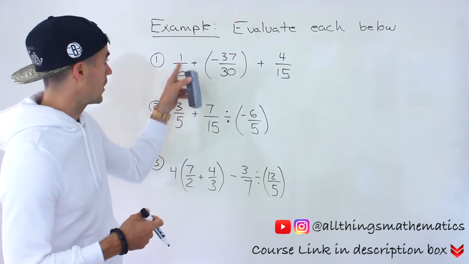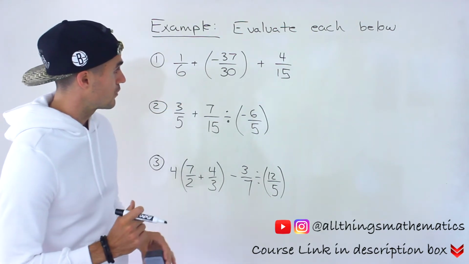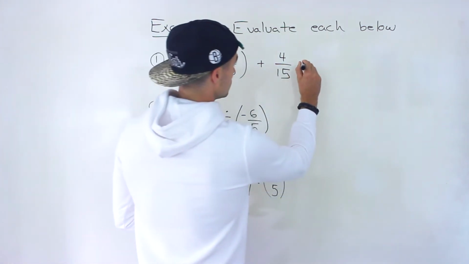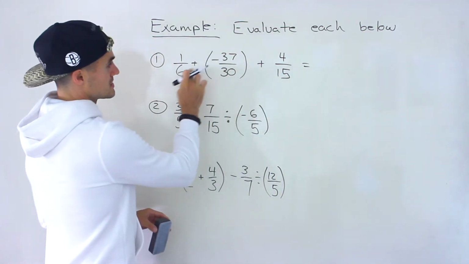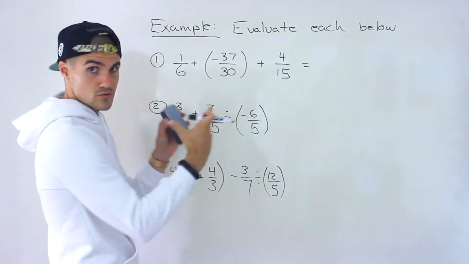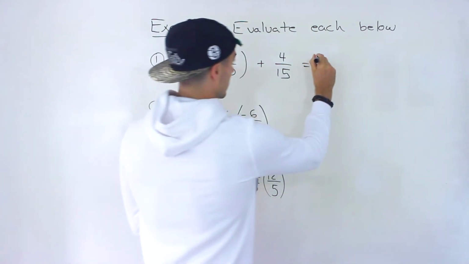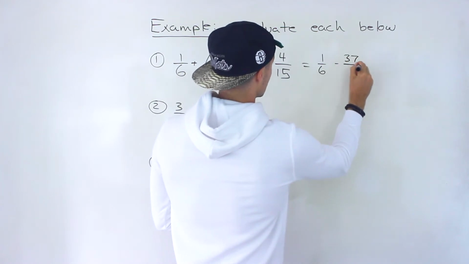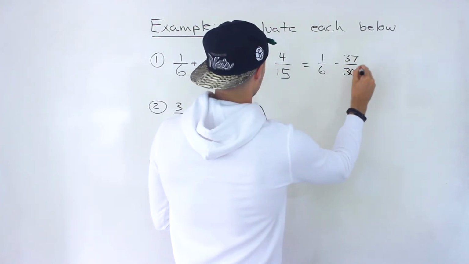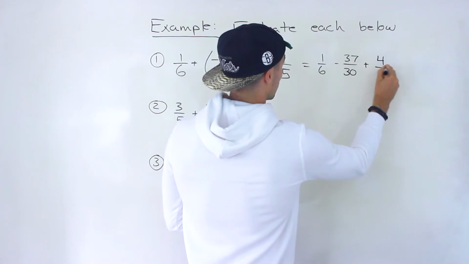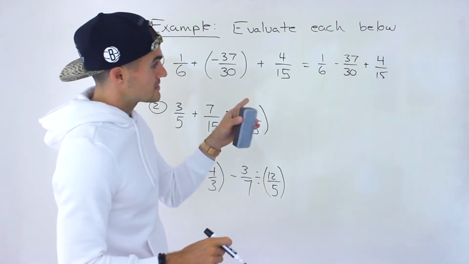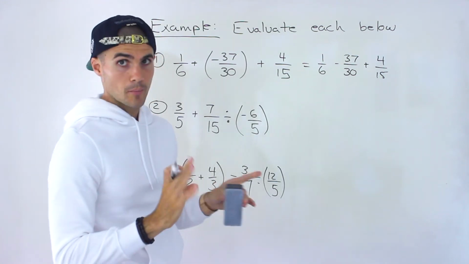So starting with number 1, we have 1 over 6 plus negative 7 over 30 plus 4 over 15. The first thing we can do is notice this plus and minus here. Those combine and make a negative, so I can change this to 1 over 6 minus 7 over 30 plus 4 over 15. Now, in order to add these fractions, what we need is a common denominator.